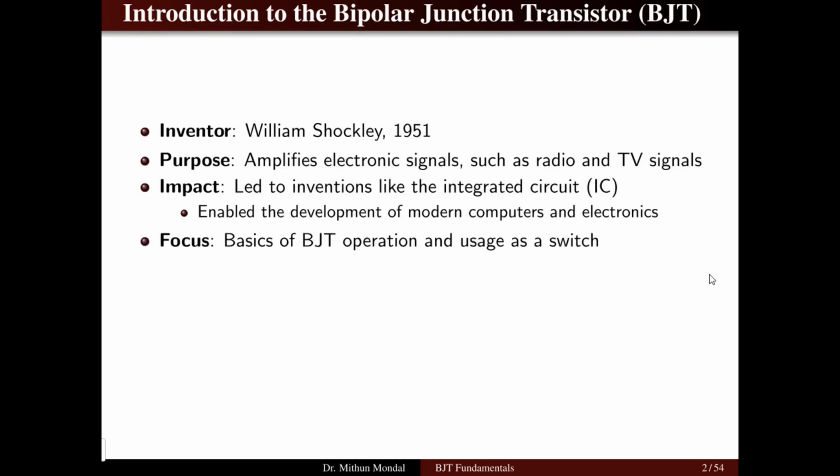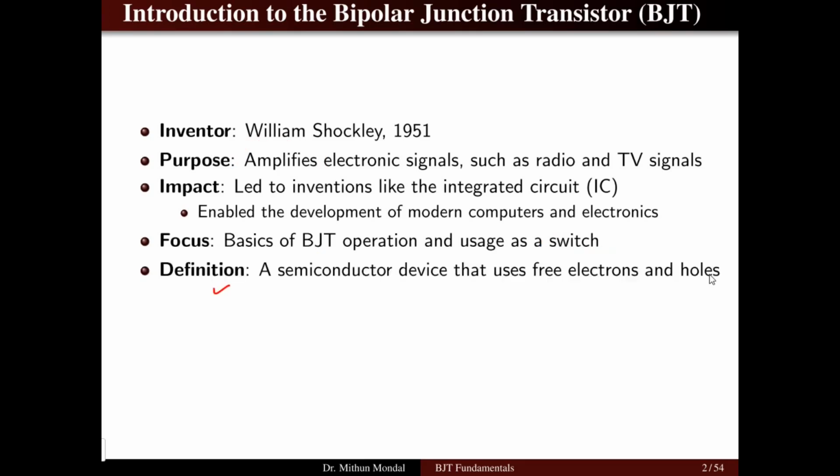The basic focus of BJT operation is its use as a switch. So we will be discussing the BJT operation as a switch as well as the amplification process of BJTs. However, in this first part of lecture 5A, we will discuss more on the fundamentals, talking about the structure.